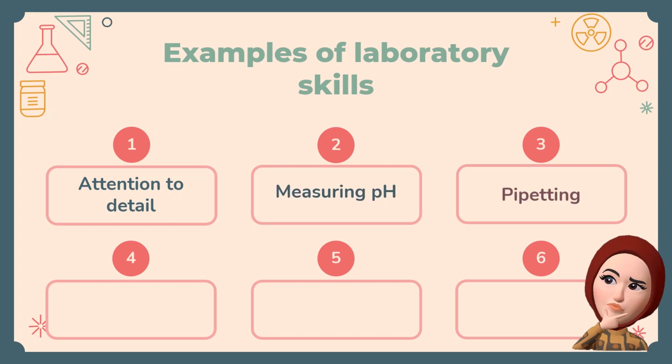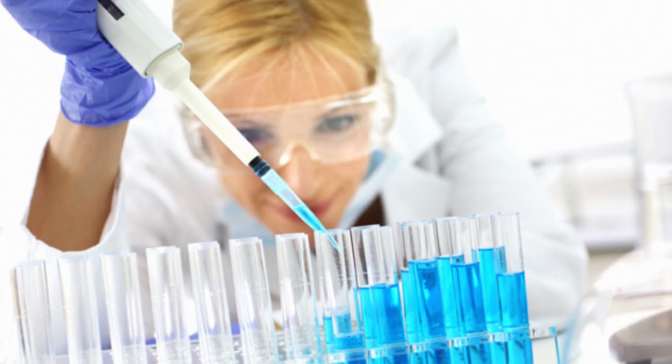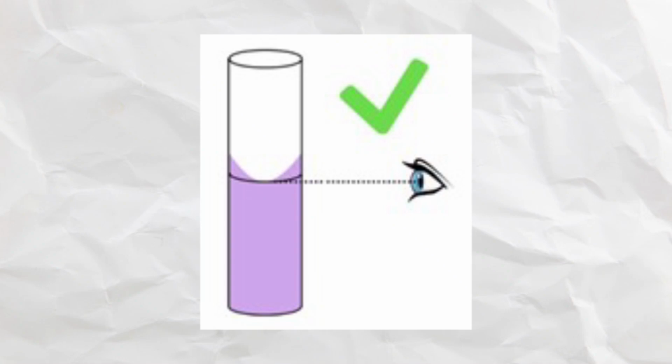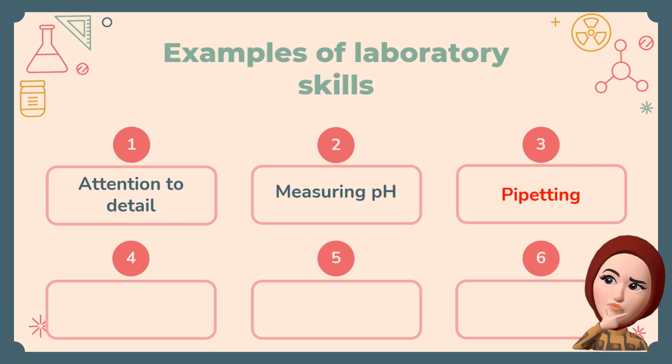Third is pipetting. One of the most common skills in a lab is how to properly use a pipette, which is the cylinder tube used to measure or transfer small amounts of a liquid. You will need to acquire proper technique, which means having a steady eye and remaining focused on the task. Because this skill is so widely used in a lab, it is a requirement for this type of career.